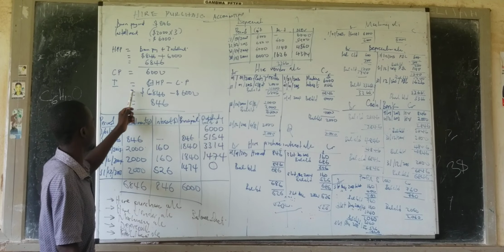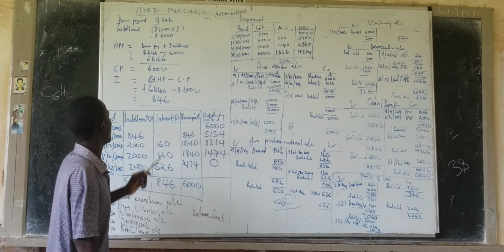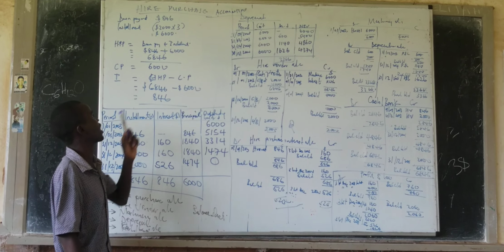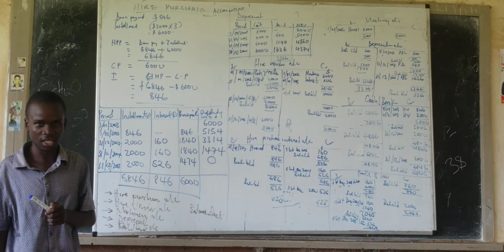So we need to get the interest. The interest is given by the hire purchase price minus the cash price. We got our hire purchase price from the down payment plus installments, minus the cash price, which was given in the question. So you end up getting the total interest.